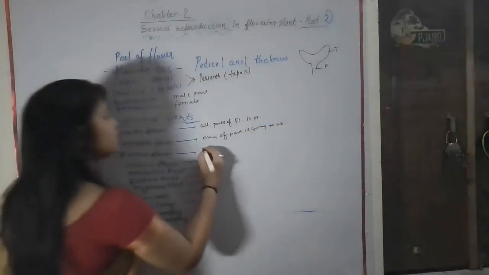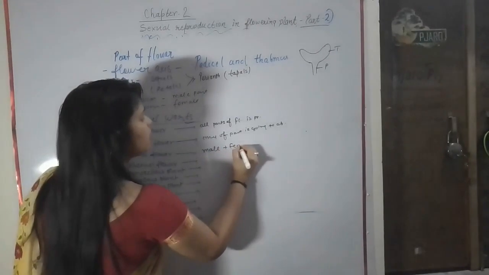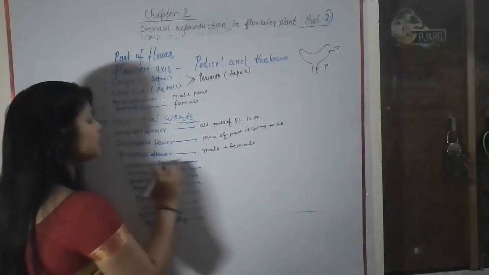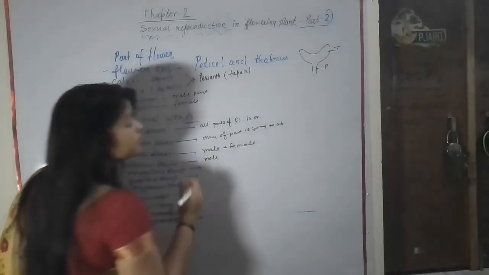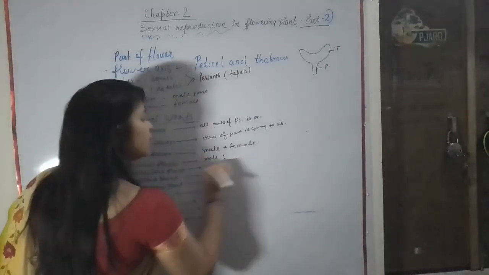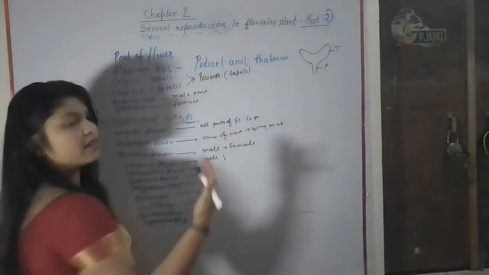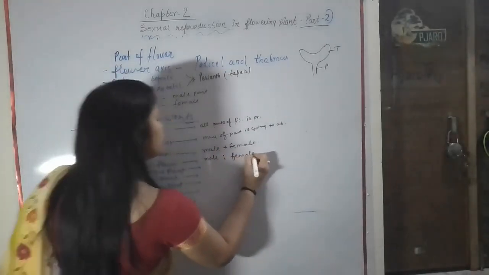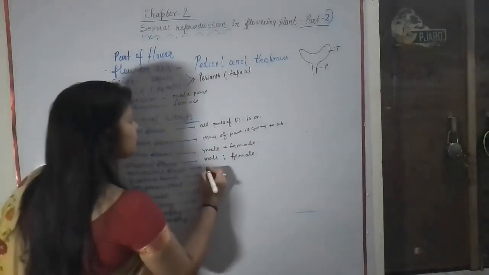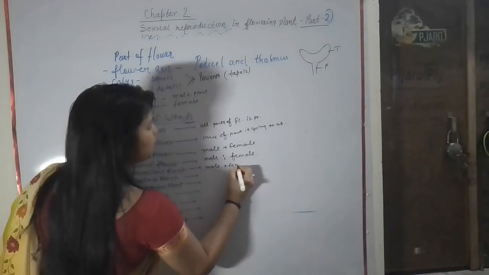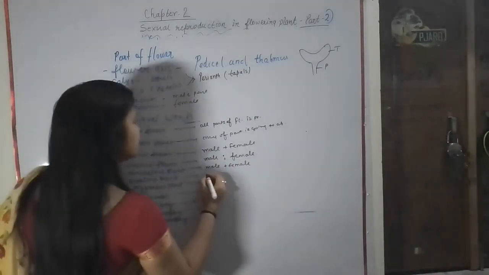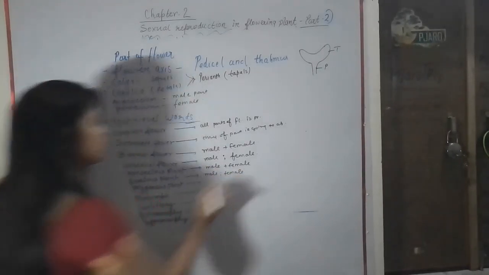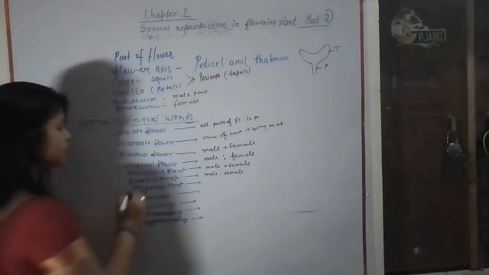If the flower is bisexual, that means male and female both are present in the one flower. If they are unisexual, means male are present or situated in a different part, means a different plant, and female is in a different plant. Monocious means male and female both are present together, and in dioecious, male and female are present on different plants.